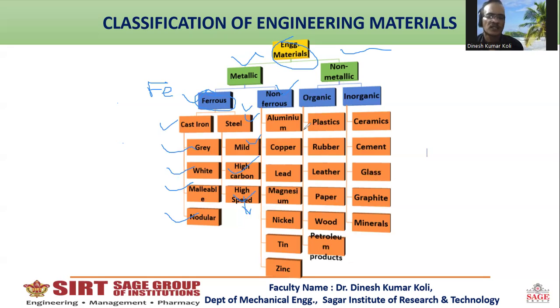Then if we go for the non-ferrous materials, the difference is that the base element will be something other than iron. They are also metallic elements, but other than iron. This may be aluminium, copper, lead, manganese, nickel, tin, zinc, etc. These may be pure aluminum, pure copper, pure lead, etc. Then they are called non-ferrous. And there may also be non-ferrous alloys, such as aluminum alloys, copper alloys, lead alloys, magnesium alloys, nickel alloys, etc.